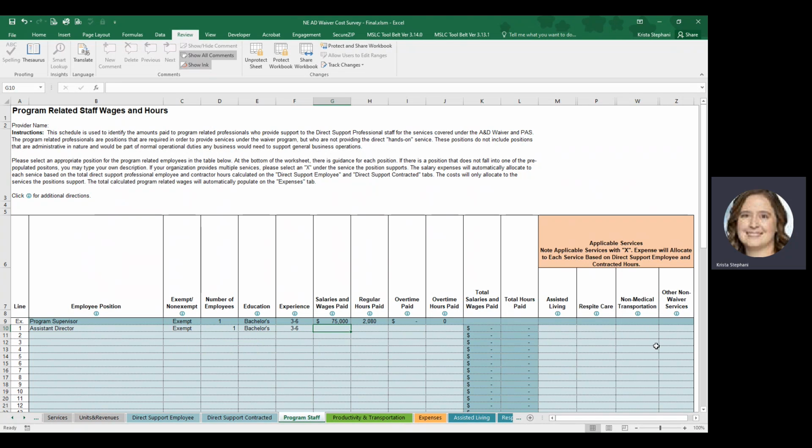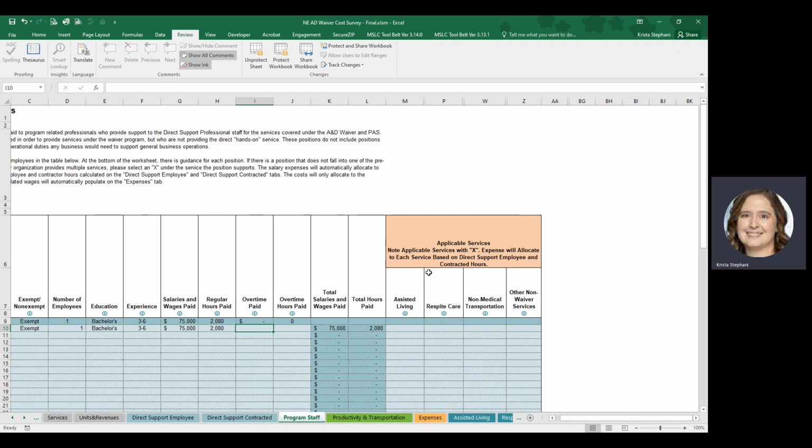We are also asking you to type the total wages related to this position and the total hours that were paid for the year. If it's a non-exempt position, you can include total overtime pay and total overtime hours. And then this schedule will automatically calculate the total salaries and wages paid and the total hours associated with providing that service.